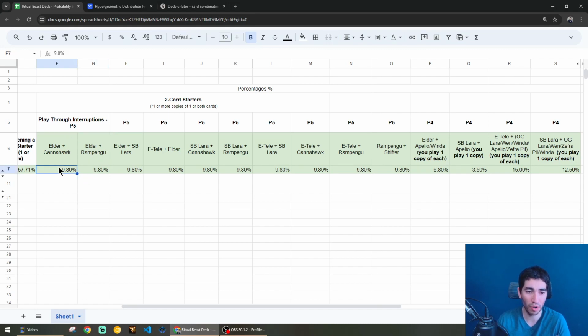With this in mind, we know that we have 9.8 for most of these, just because if we play a playset of one card and a playset of the other one, we're going to get 9.8, no? For other ones, like for example Lara and Apelio, we only play one Apelio, so the percentages are way lower, no?